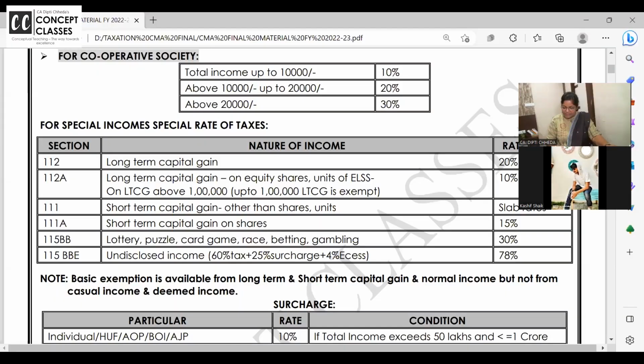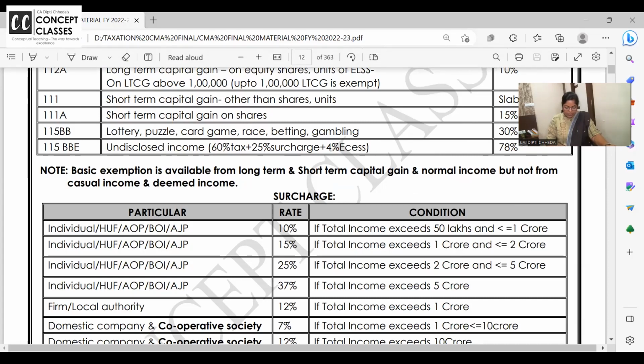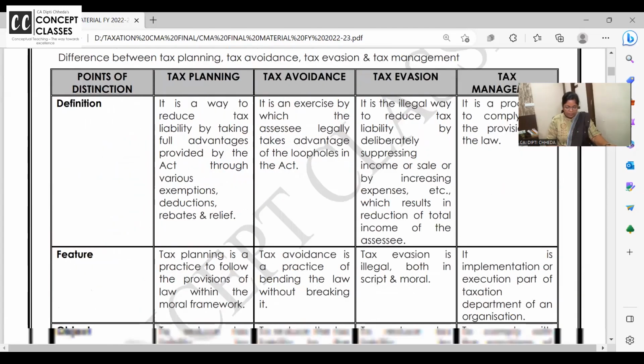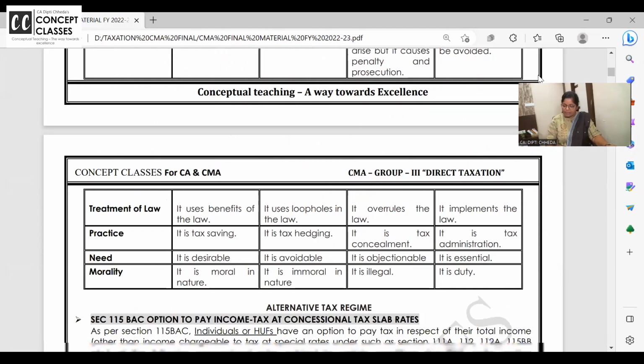We finished yesterday's topic. I'm sharing the screen. I hope it is clear to all of you. All this surcharge we have finished. Tax planning, tax avoidance, this we have done.